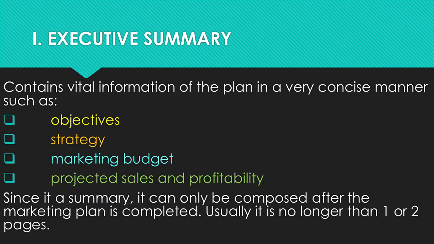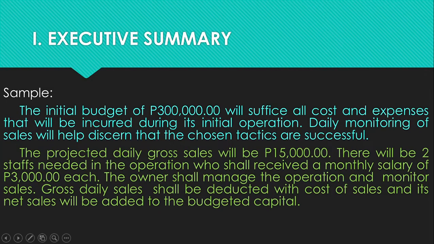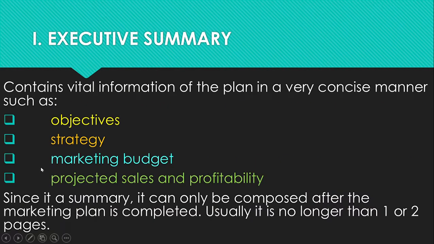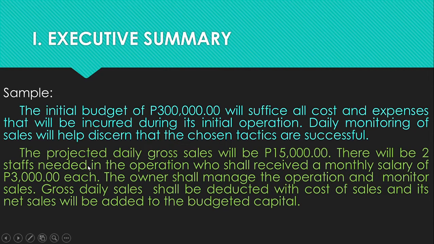Okay. And then next is the marketing budget. Okay, so we have here the continuation, the third paragraph of the executive summary. So the initial budget of 300,000 pesos will suffice for all costs and expenses that will be incurred during its initial operation. So daily monitoring of sales will help discern whether the chosen tactics or strategies are successful. Okay, so the next part will be the projected sales and profitability. So that is in my fourth paragraph.